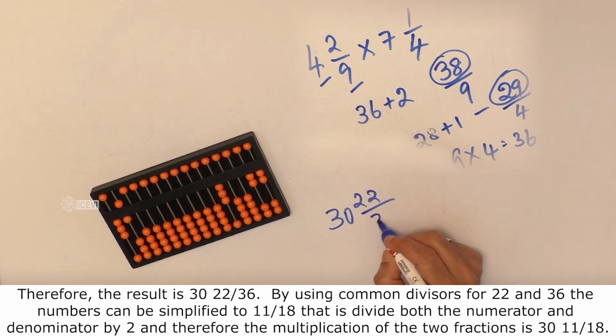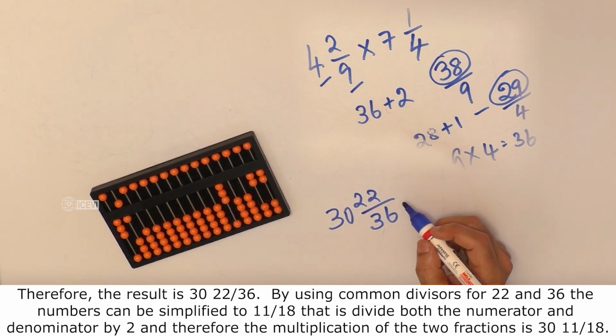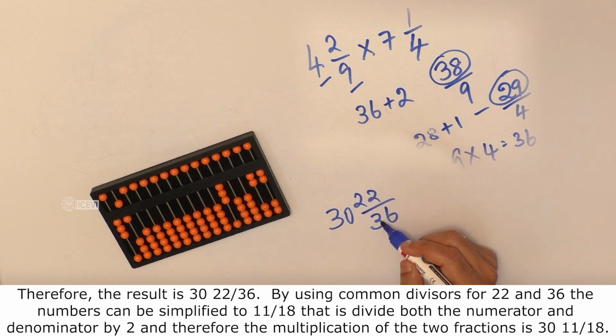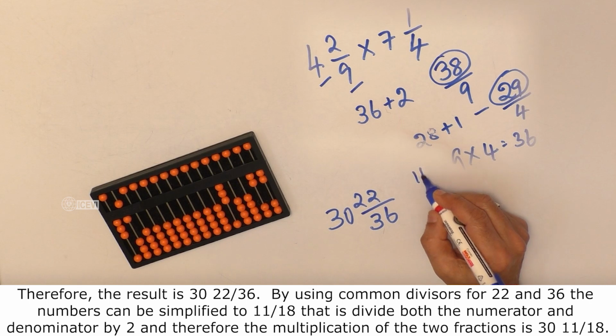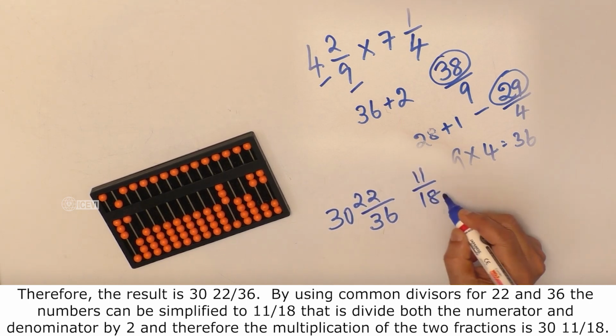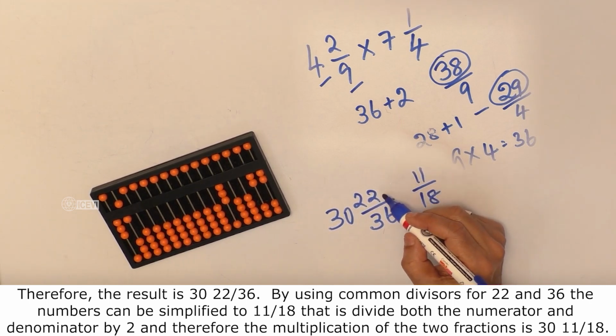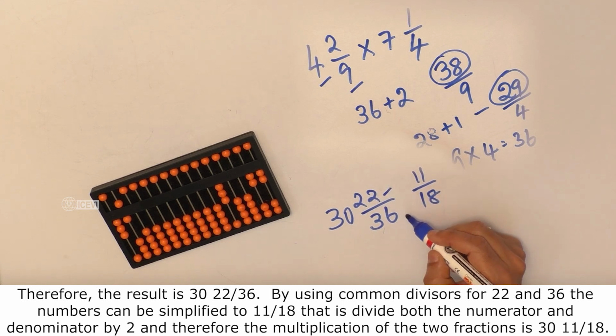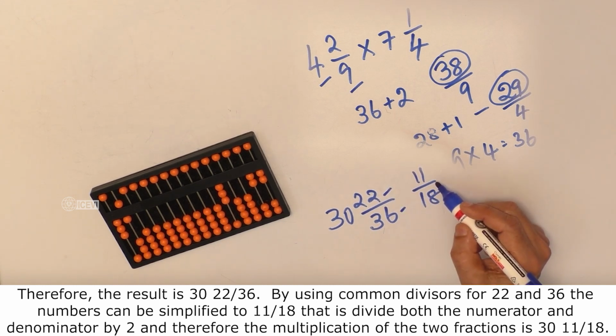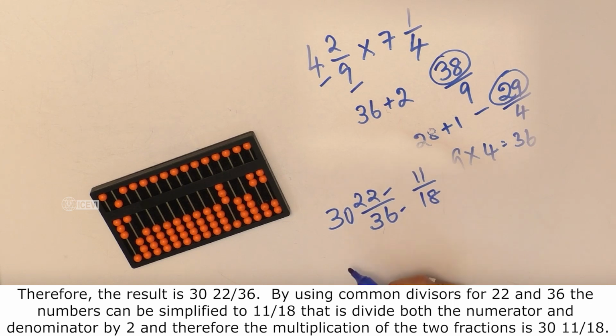22 by 36. By using common divisors for 22 and 36, the numbers can be simplified to 11 by 18. That is, divide both the numerator and the denominator by 2. And therefore, the multiplication of the two fractions is 30 11 by 18.